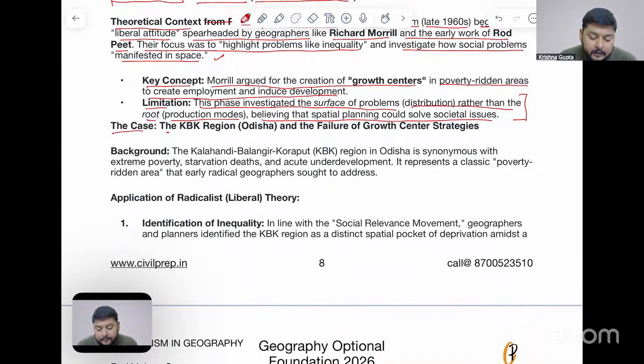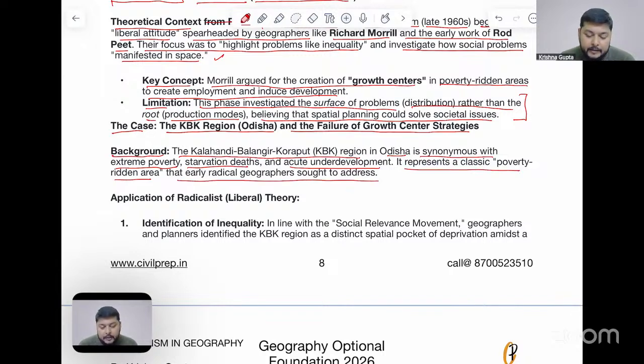This case, the KBK region, that is Odisha, and the failure of growth center strategies. So Odisha is one of the states in India which is a coastal state, but it is having an issue of the low level of development. So when we look at the background, the Kalahandi, Balangir and Koraput region in Odisha is synonymous with extreme poverty, starvation deaths and acute underdevelopment. It represents a classic poverty-ridden area that early radical geographers sought to address here.